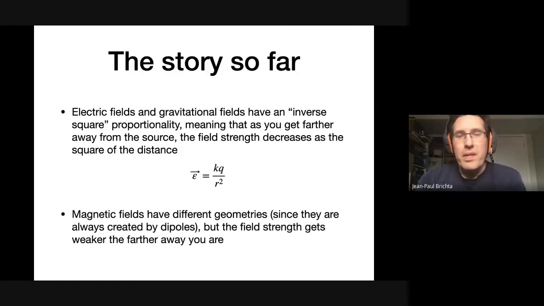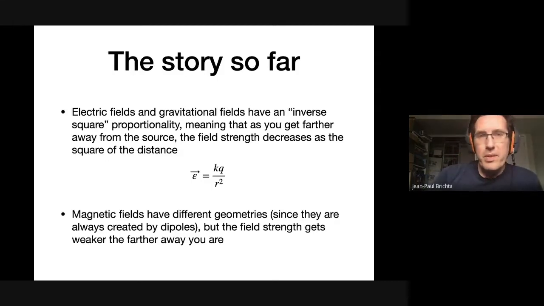So one thing to remind you of, before we start, is that magnetic fields are a little different because they often have different geometries. And that's largely because magnets always come with dipoles, right? You always have a north-south relationship. So that's something that's going to be a little bit interesting.